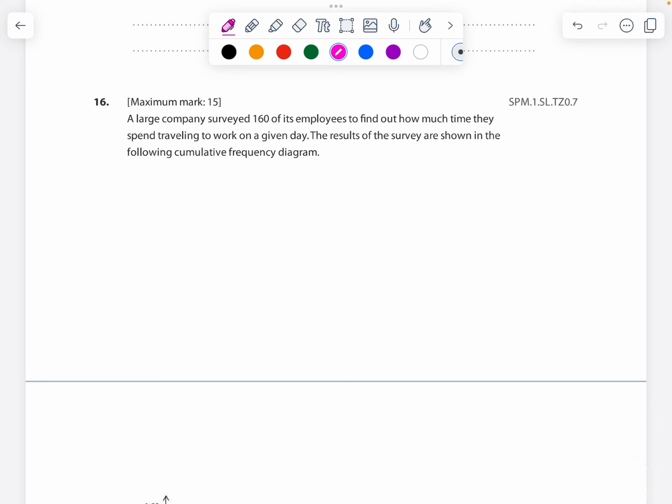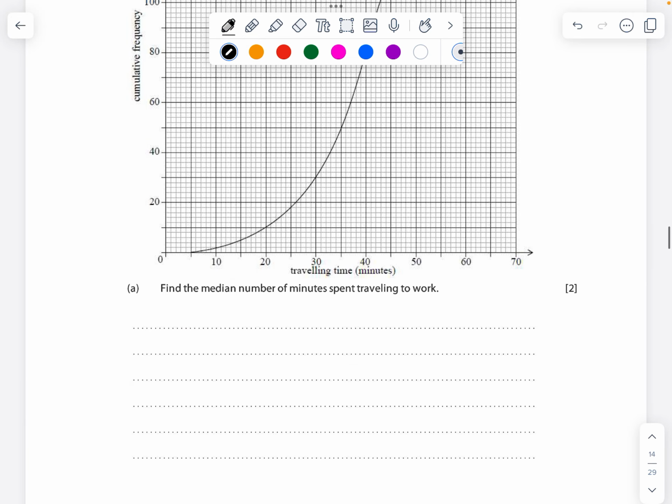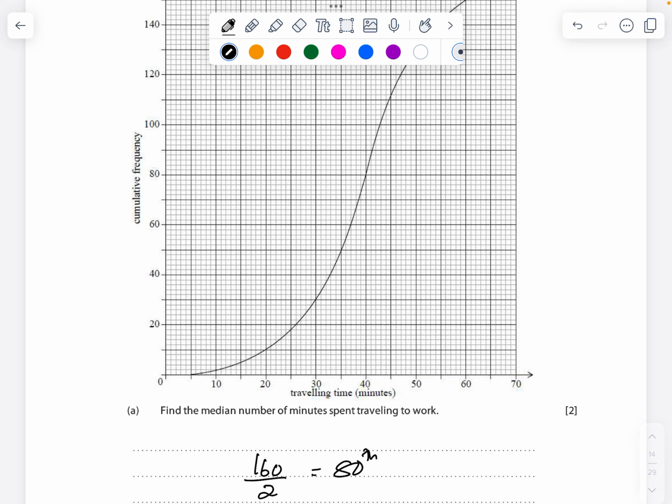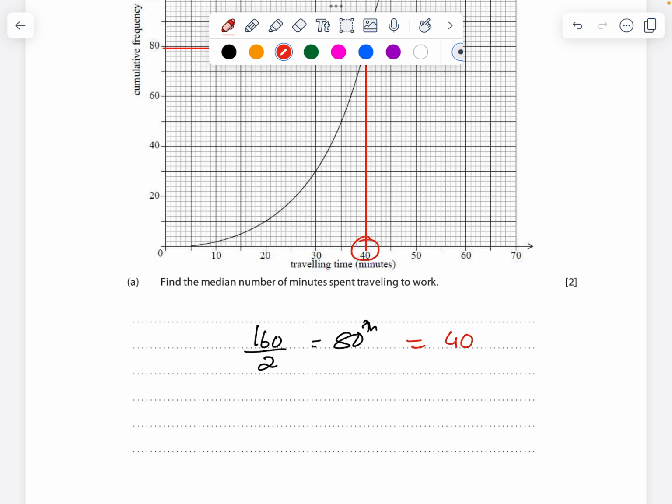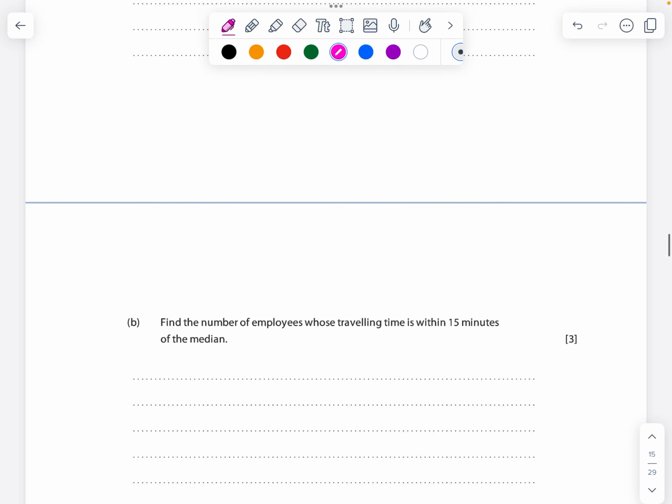Question number 16. A large company surveys 160 of its employees to find how much of this. Find the median. So how many people are there? 160 people. So for calculating the median, 160 divided by 2, the 80th person. So from 80, draw the line, hit the graph and drop it down. So what is that answer? 40 minutes. Don't forget to write 40 minutes. This gives you A1 and this gives you M1.